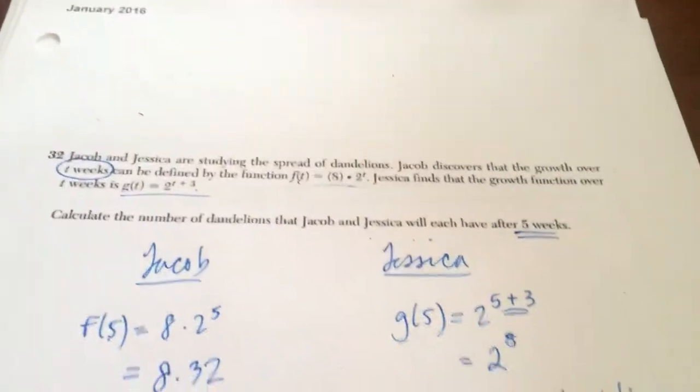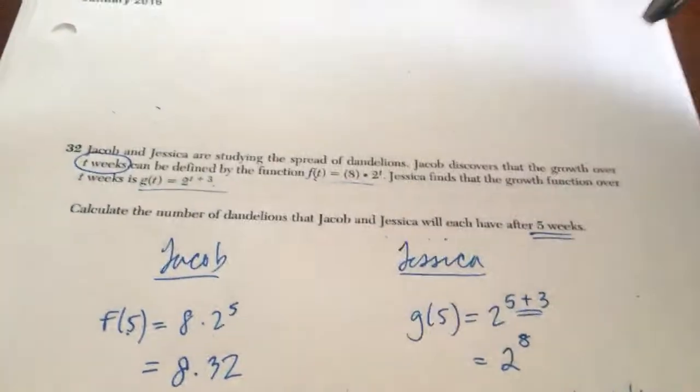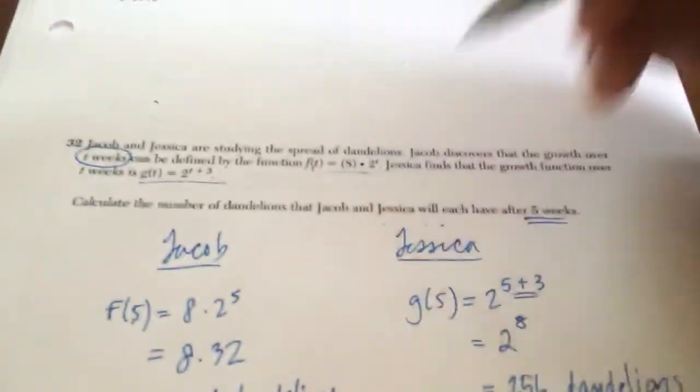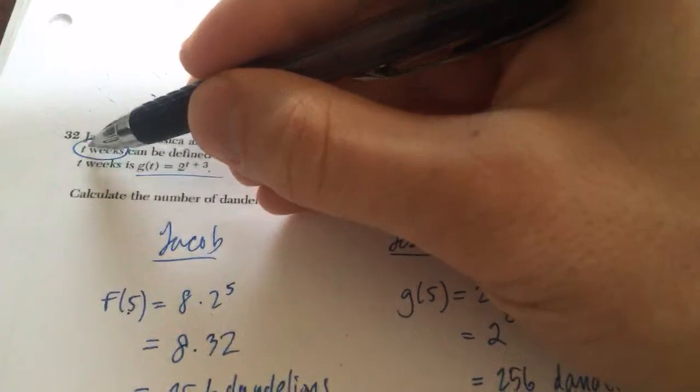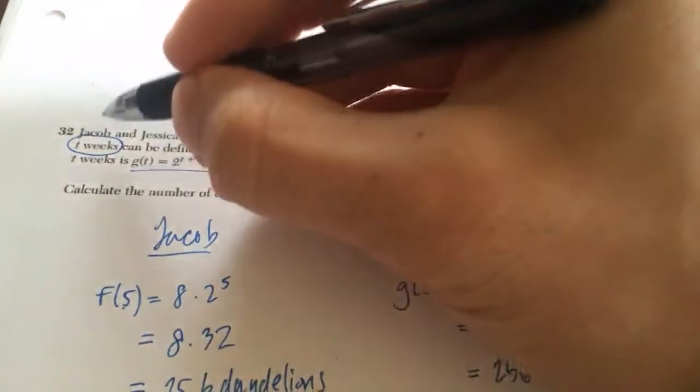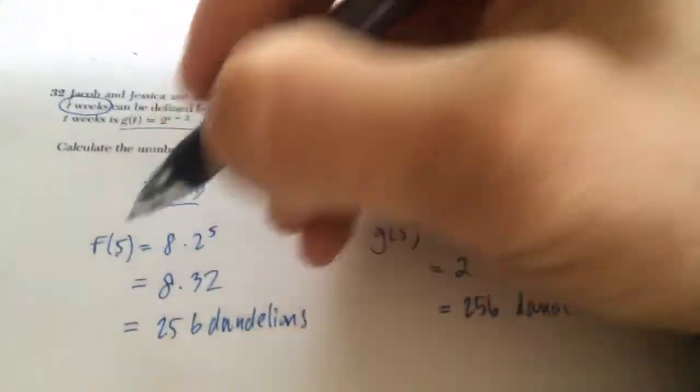In number 32, they give you two functions for Jacob and Jessica. Jacob is represented by the following. Jessica is represented by g of t. They want you to evaluate after 5 weeks. So since t is weeks, I'm going to plug in 5.